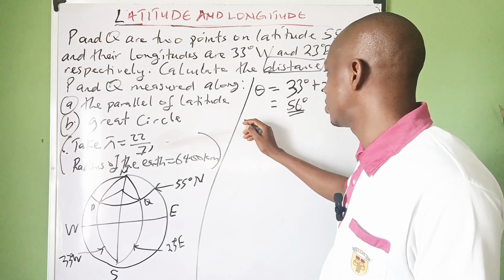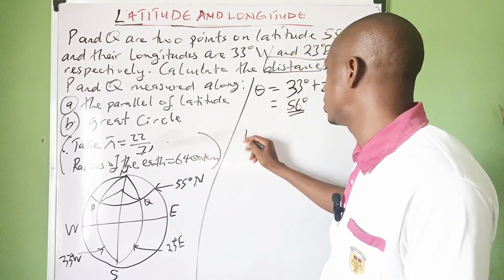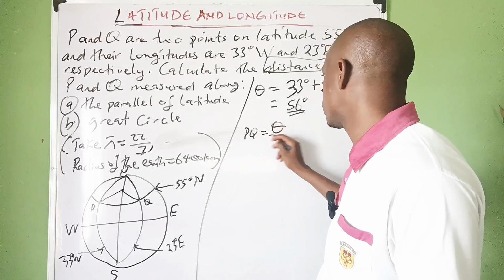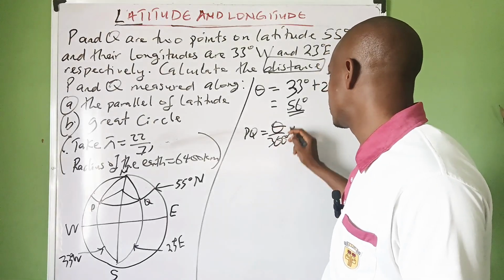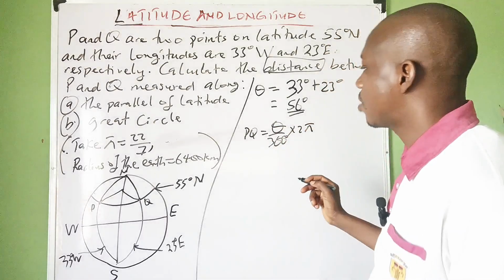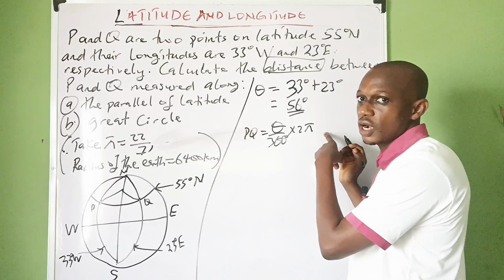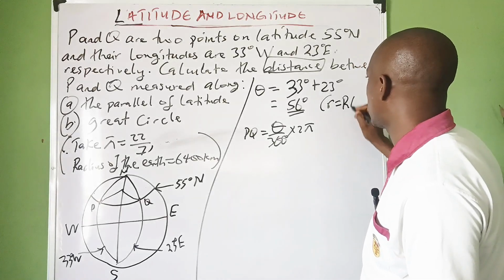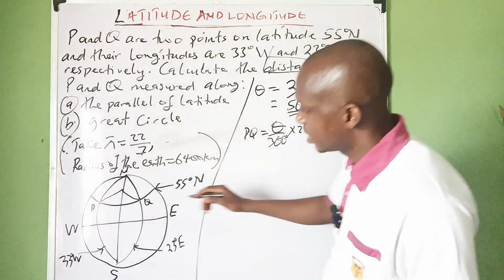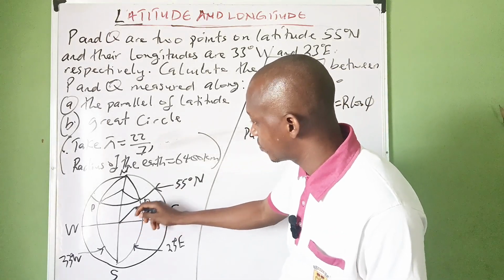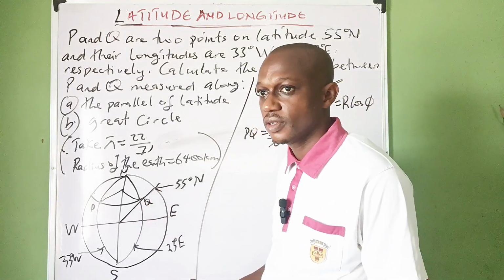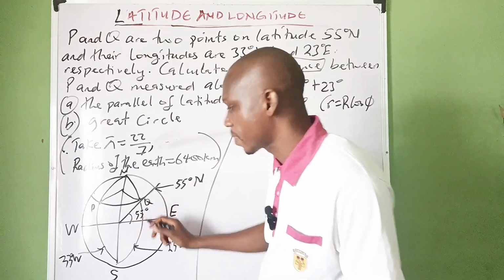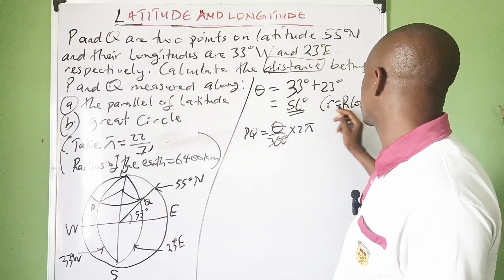To get the normal distance, distance PQ will be equal to theta over 360 times 2 pi small r. And recall that small r is equal to big R cos alpha, and that alpha is the latitude of this circle, which is 55 degrees. So we have to put it at 55 degrees.